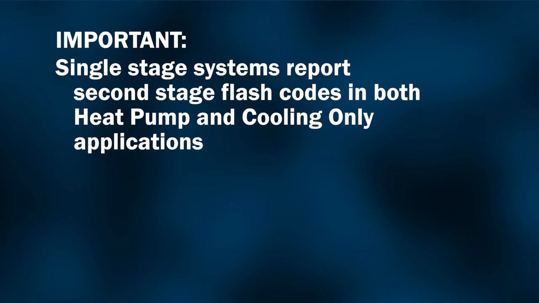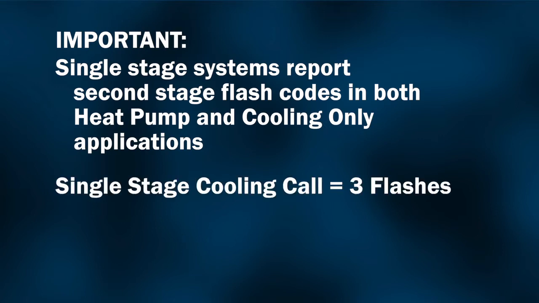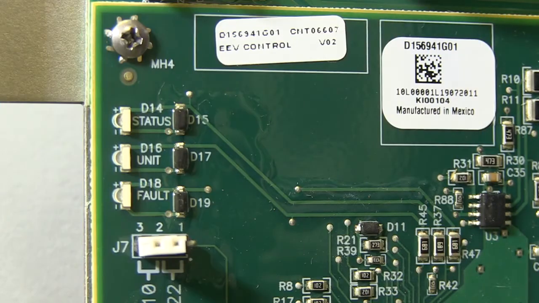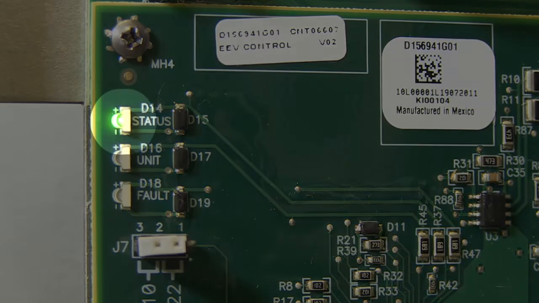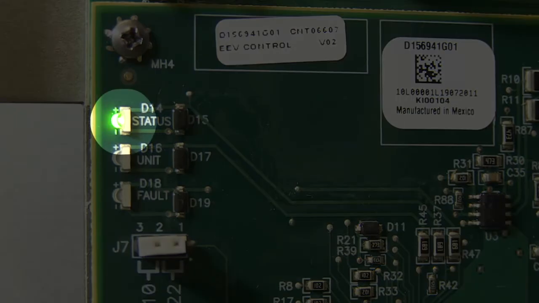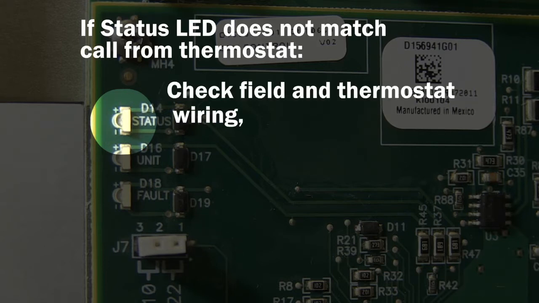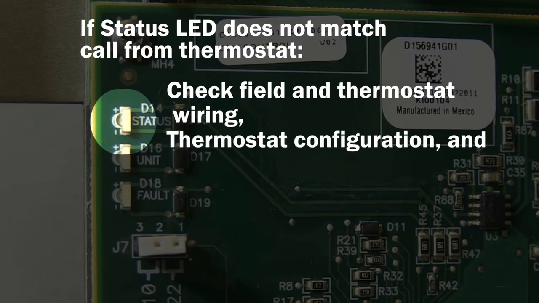flash second stage codes. So if you have a single stage system with an active cooling call, the status LED will flash 3 times. And if you have a single stage system with an active heat call, the status LED will flash 6 times. The EVC status LED will also display a flutter pattern when the stepper motor is being pulsed. If the status LED does not match the call from the thermostat, check the field and thermostat wiring, thermostat configuration, and the AFC dip switch settings.